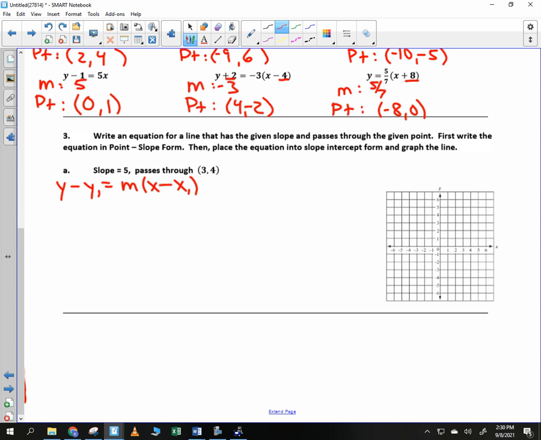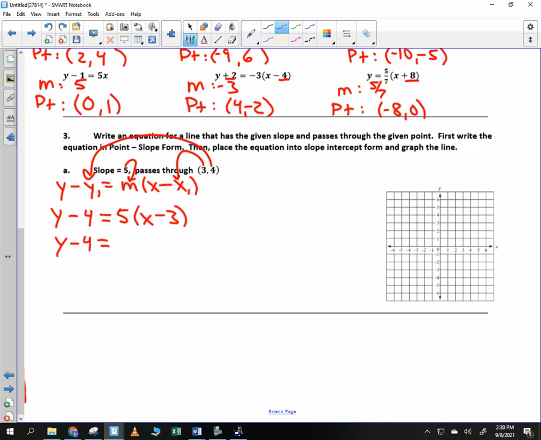So, if it has a slope of 5 and it passes through the point (3, 4), where does the 5 go? Where does the 3 go? And where does the 4 go? So y minus 4 equals 5 times x minus 3. That's point-slope form. You want to turn it into slope-intercept form and graph it.